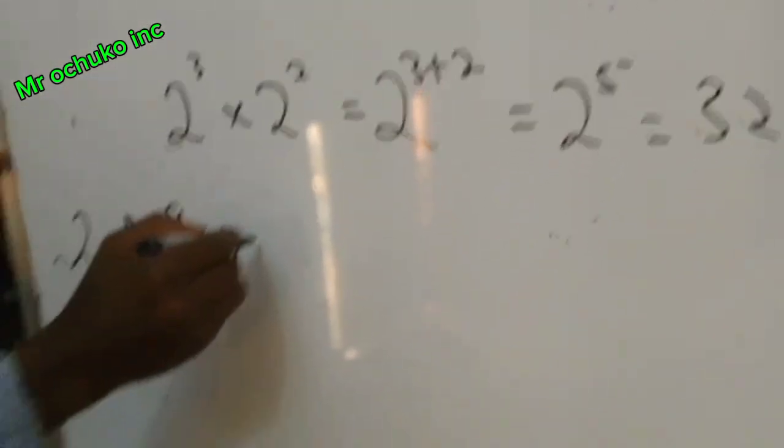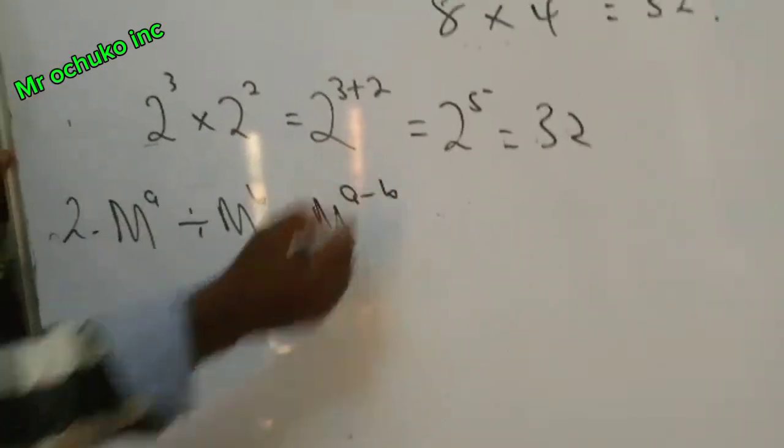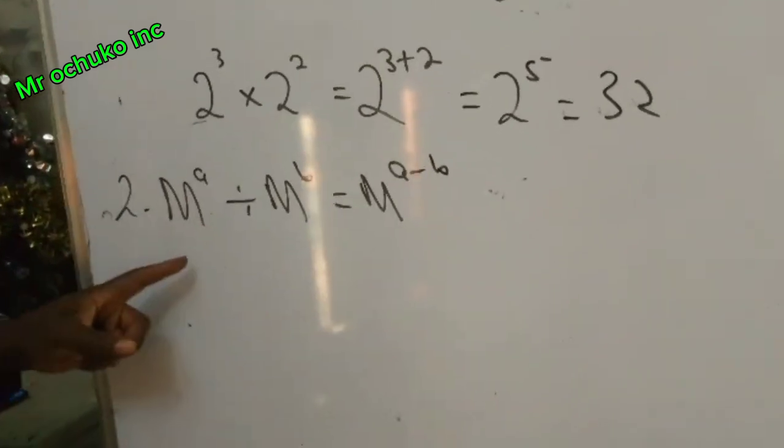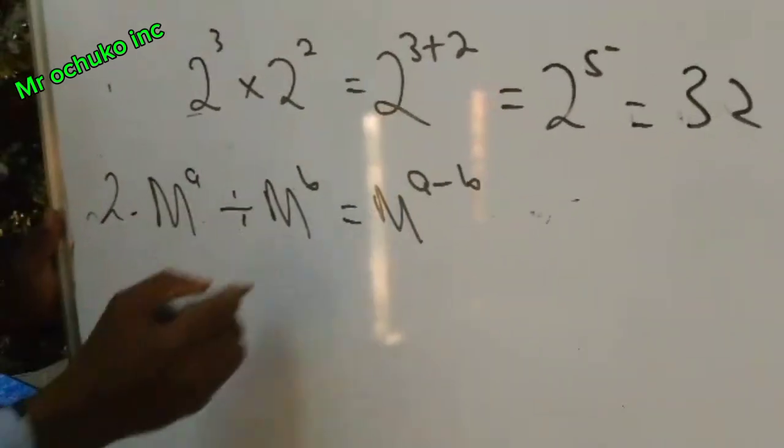m raised to power a divided by m raised to power b becomes m raised to power a minus b. Hope you are seeing that. m raised to power what? a minus b. So now let's see how we can have this, m raised to power a minus b.